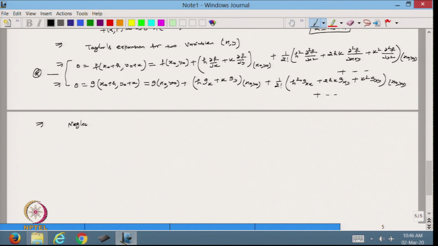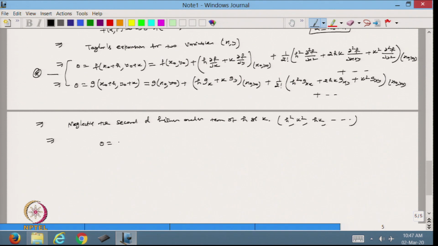Now, what I do, I neglect the second and higher order terms of h and k, that is all the terms h square, k square, h k and higher. So, I am ignoring those, and based on this I will get only this equation.